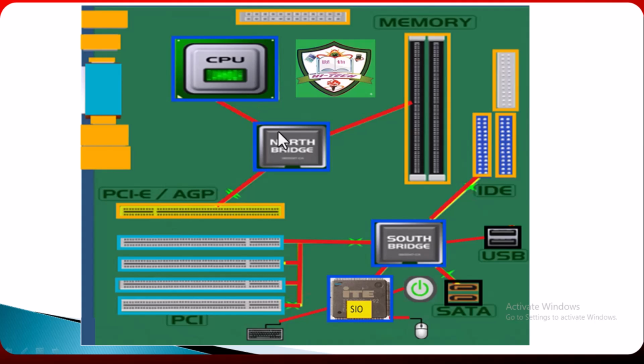So the North Bridge communicates with the CPU, memory such as RAM, and PCI and AGP. The other one is the South Bridge, which communicates with the PCI, with SIO, SATA, USB and IDE. Let's show each one by one.